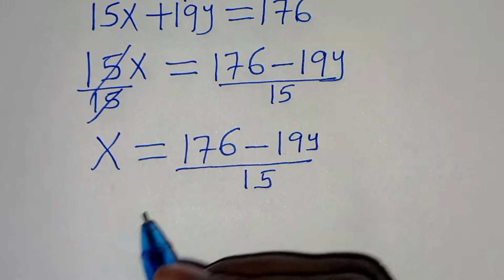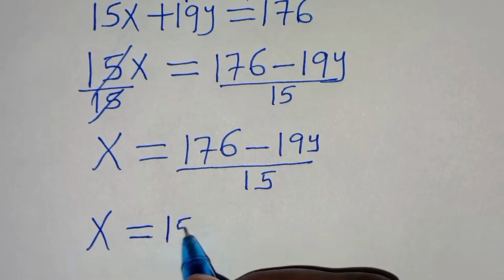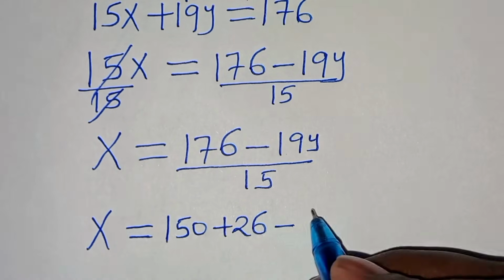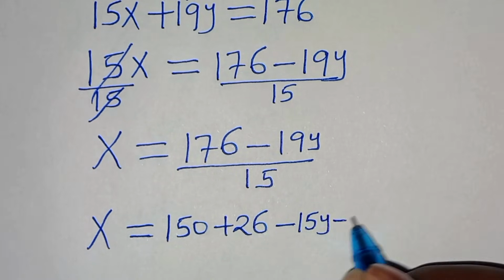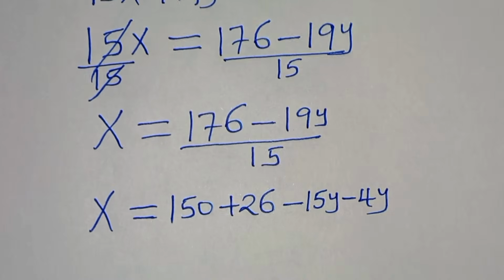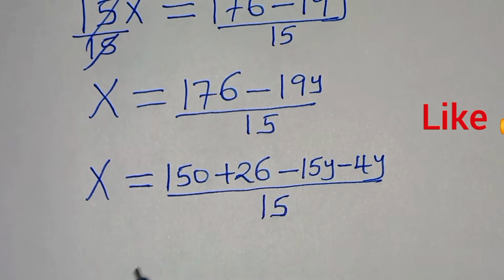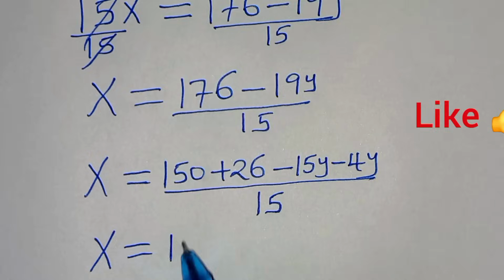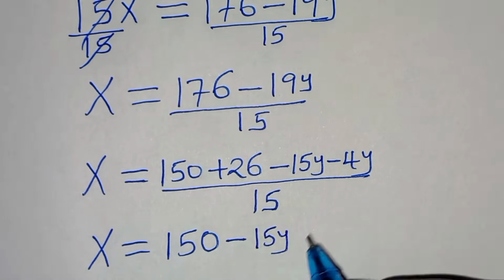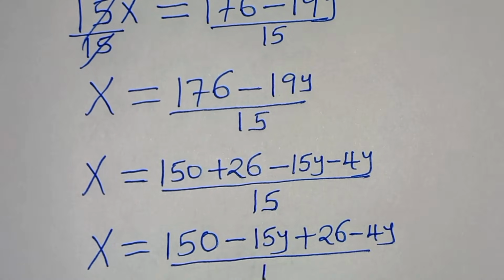Now, the next step is that we have x is equal to, we can express 176. This is the same thing as 150 plus 26 subtract 19y, which is minus 15y minus 4y. Minus 15y minus 4y, this is minus 19y. Everything here divided by 15. Now, the next step is that we have x is equal to 150 subtract 15y plus 26, then minus 4y, everything here divided by 15.